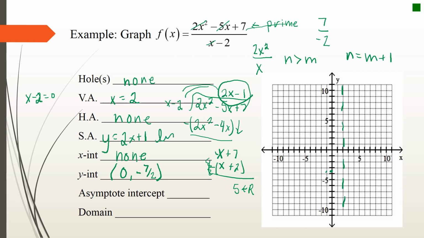This is a line. My y-intercept is 1, so it's going to go through the point 0, 1, right there. And my slope is 2, so I'm going to go up 2 over 1, up 2 over 1, up 2 over 1. And this, then, is my slant asymptote. Oh, I think I did 2, 2, didn't I? There, there, there, there.